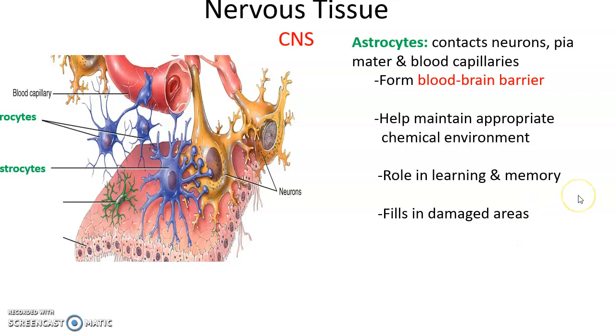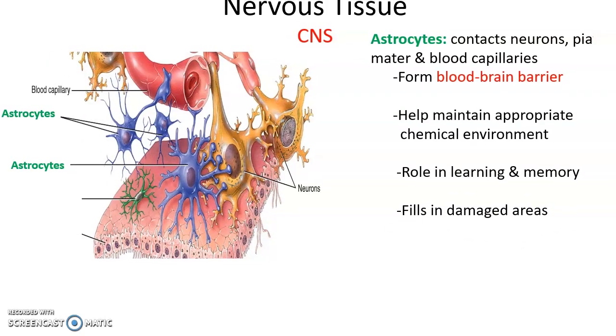The astrocytes are very important. The astrocytes make physical contact with the neurons themselves. They make contact with the pia mater, which is a sheet of connective tissue on the surface of the brain, and with blood vessels. When the astrocytes form contacts with the blood vessels, the blood capillaries, they surround the blood capillaries, forming what's called the blood-brain barrier.